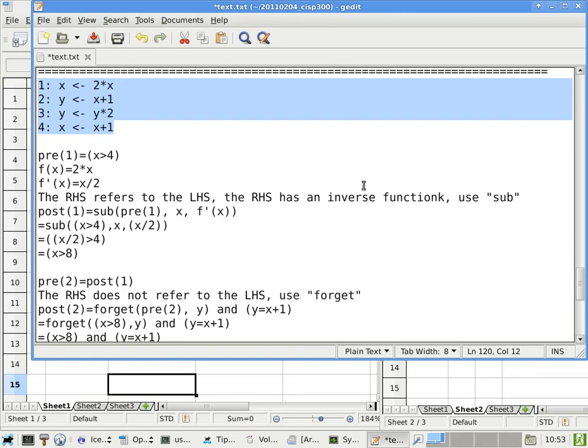Okay, so now that we can handle assignment statements, and we can deal with both types of assignment statements, the ones with the right-hand side referring to the left-hand side, and the ones that have the right-hand side that does not refer to the left-hand side, the next question is, what other things can we do? How about conditional statements? In other words, if I give you a conditional statement, I tell you something about the precondition, can we go ahead and figure out the post-condition of the conditional statement?